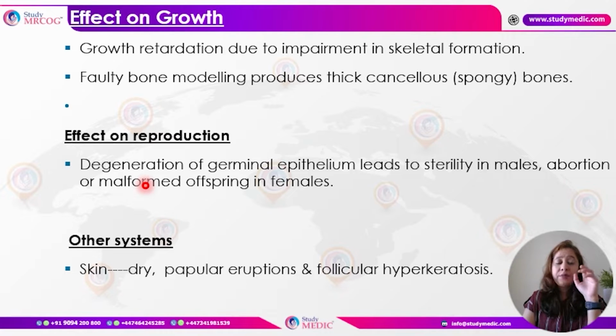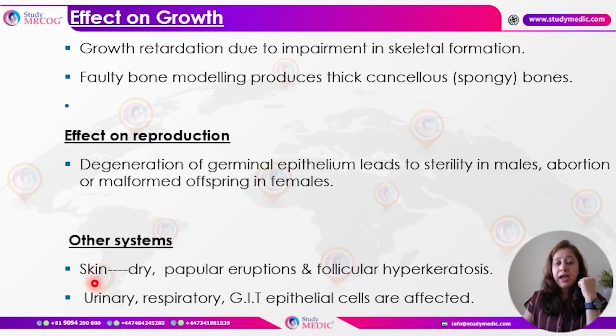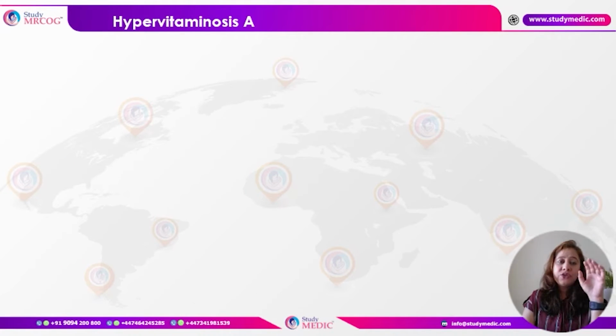So vitamin A is not only required for vision, it is also required for growth, for reproduction, and for other systems as well. And in vitamin A deficiency, the epithelial cells of the urinary tract, respiratory tract and GI tract can be affected. So these are the spectrum of presentations of vitamin A deficiency.